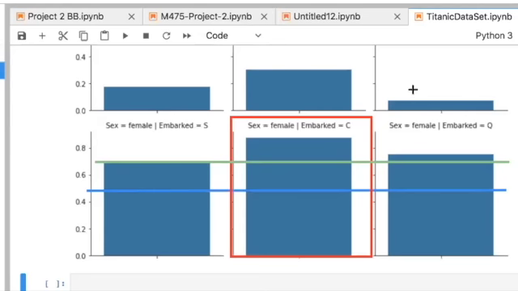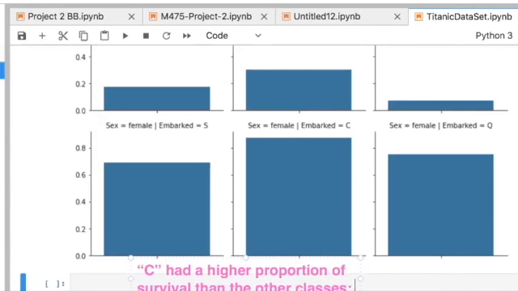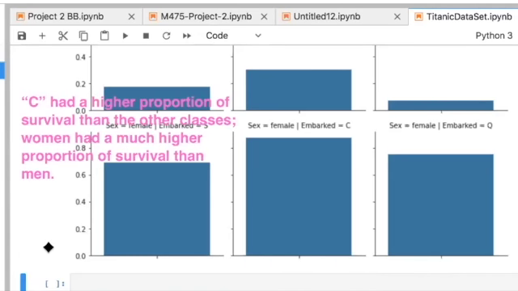So I could summarize this by saying something like C had a higher proportion of survival than the other classes. Women had a much higher chance. And that is helpful information. I feel that anyone, whether they understood any statistics or not, could look at that sentence and gain information from it. And that's the goal, is to organize the information that we glean in such a way that other people are able to know something about it.